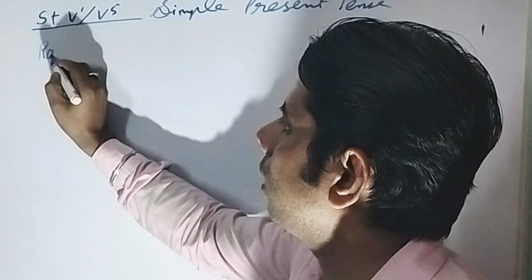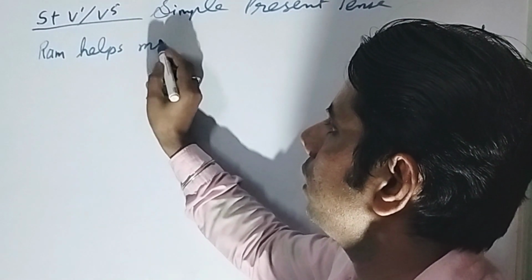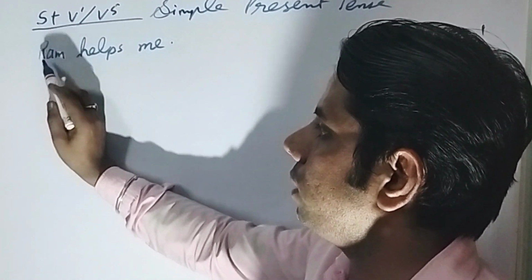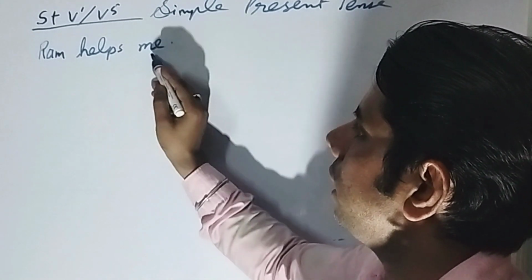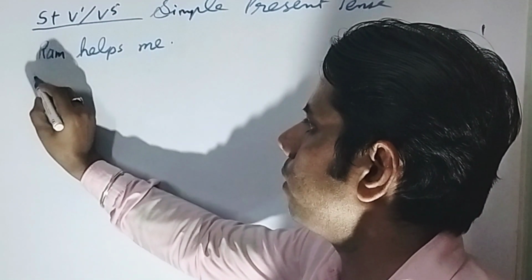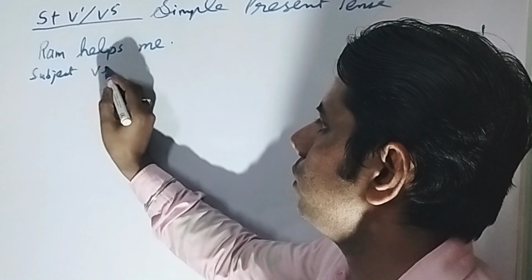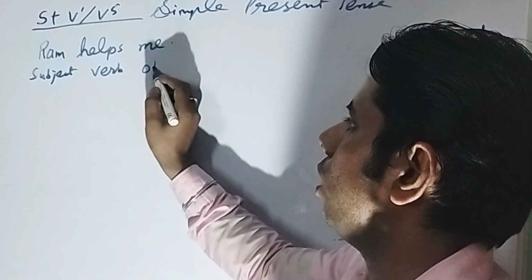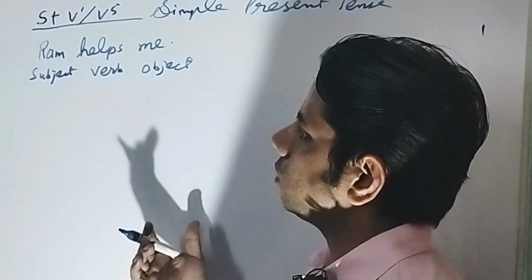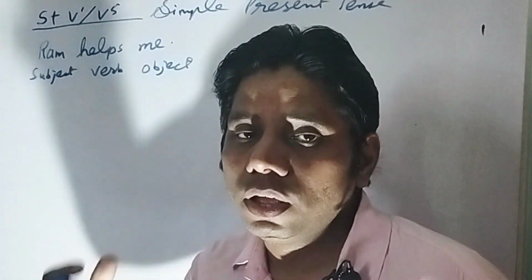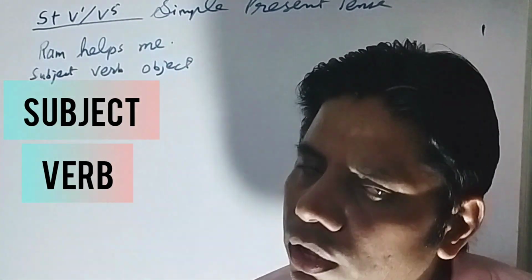Now I'm giving you a sentence related to simple present tense: Ram helps me. You are looking here, Ram is the subject, helps is the verb, and after that me is the object. Ram is subject, help is verb, and me is object. So the first thing is that we have to focus on these three words. What are the three words? First is subject, second is verb, and at the last we have to focus on the object.